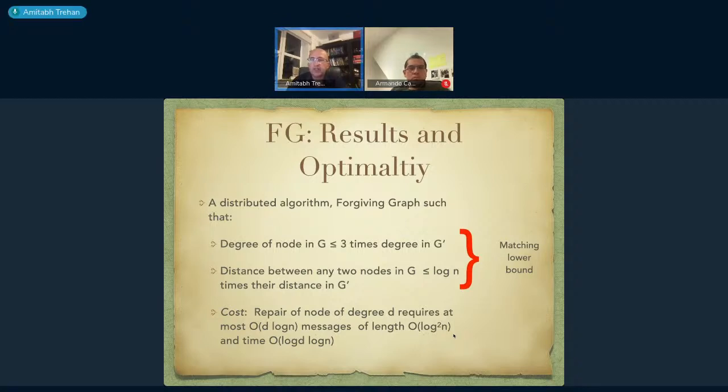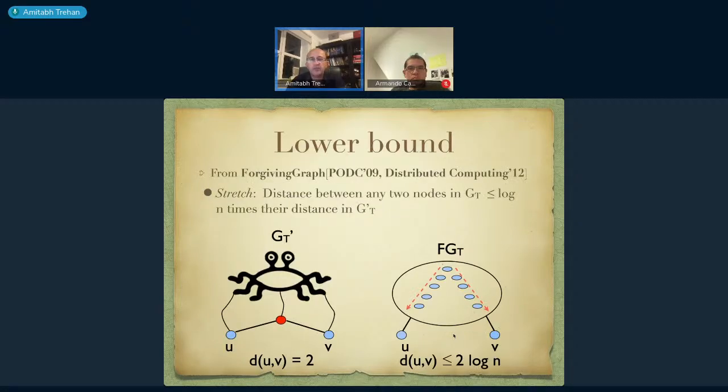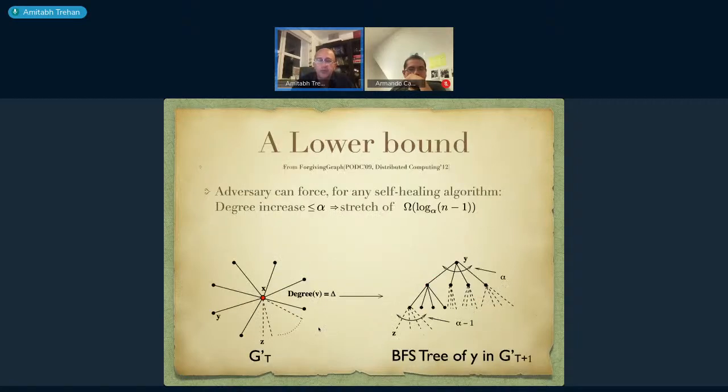All right, first let's look at the lower bound, because it's quite easy to see once you have the idea. What we're trying to say is that the stretch, the distance between any two nodes, let's look at the graph GT and G dash T, is at most log n times their distance in G dash T. So this is how it blows up. But now imagine what you can do when this red node is being deleted. What possibly can you do? That will give us the lower bound.